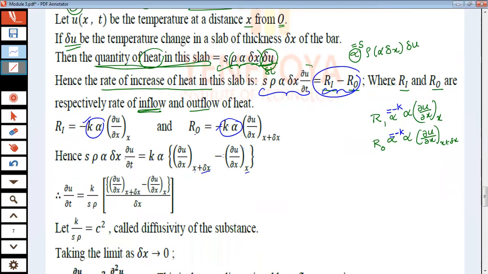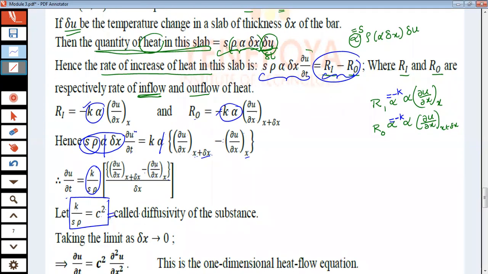Next, dividing by this quantity. Before that, you can cancel out alpha, and dou U by dou T is equal to K divided by S rho times dou U by dou X at the point X plus delta X minus dou U by dou X at the point X, divided by delta X. And let us take this K divided by S rho as some constant. All three values are constant, that is C square. This constant is called the diffusivity of the substance.